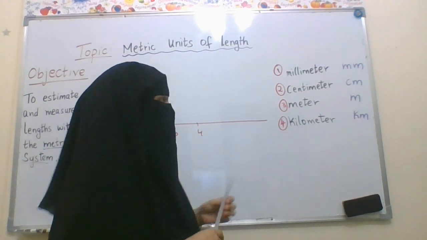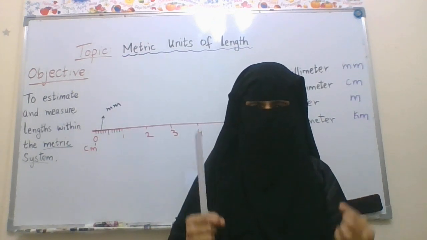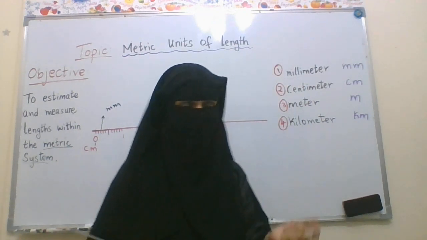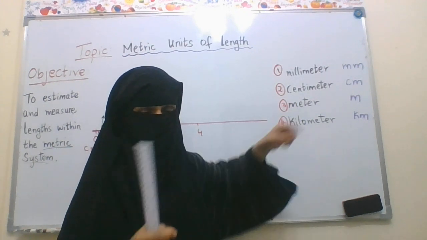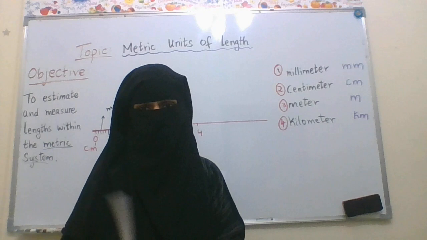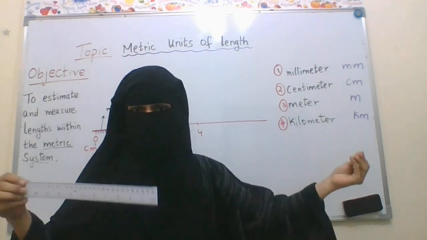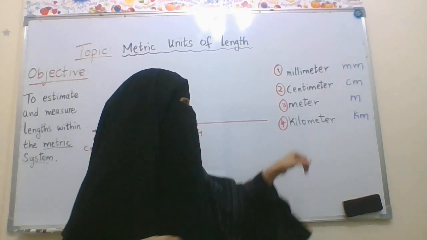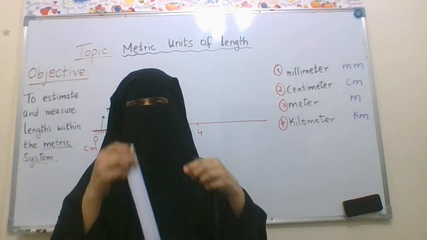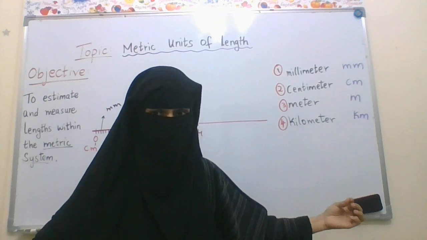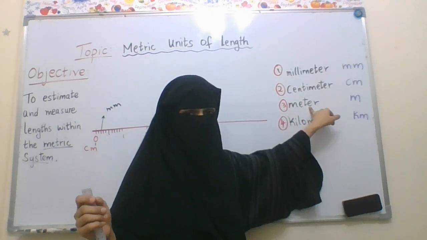Now, if I want to measure the height of a chair, which unit will you use? Millimeters, centimeters, or meters? For the chair or table or anything that's bigger or longer, I will use meters. Okay, to measure the bigger things, I will use meters.